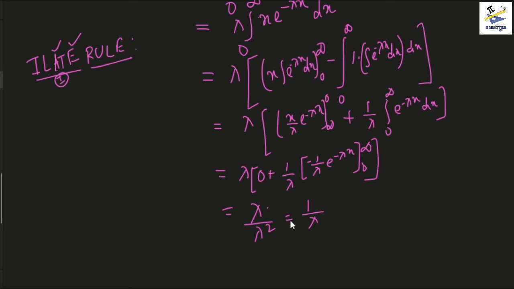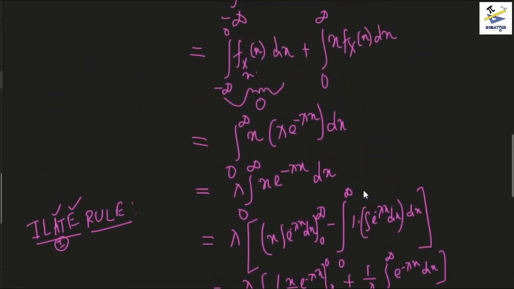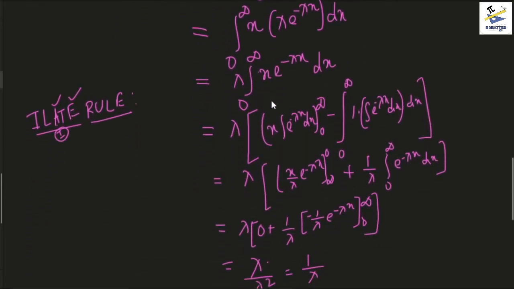Now for the explanation part, let me go back because there are a lot of things that need to be explained here. So we did explain up to this part. Now when we are applying IBP, the first function is x while the second function is e to the power minus lambda x, so we see that by applying IBP we have lambda outside, and then we give a whole third bracket. Now this was the first function and this was the second function.